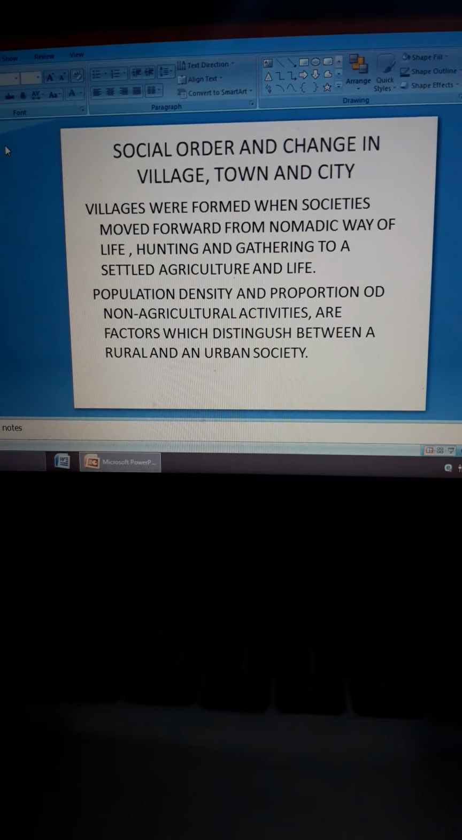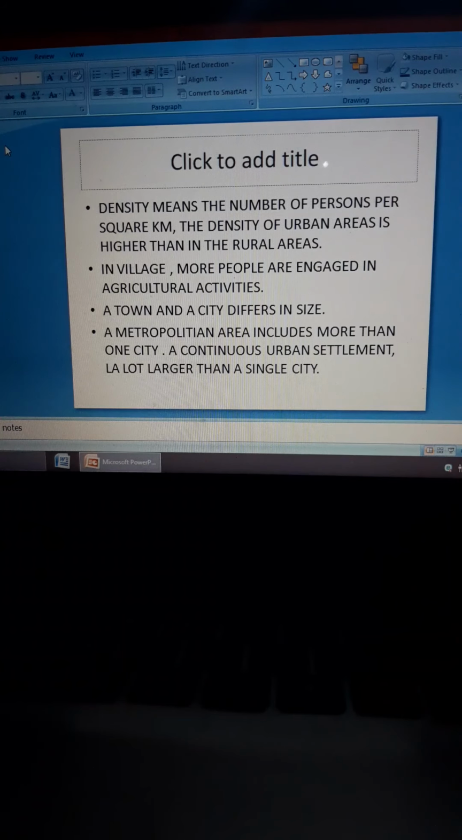So, population density and the proportion of non-agricultural activities are factors which distinguish between a rural and an urban society. Rural society means the village society, and urban society is all these towns and cities. Okay, so the population density, that means how many people are living in 1 square kilometer, and the number of people engaged in economic activity apart from agricultural activity, denotes whether a society is rural or urban.